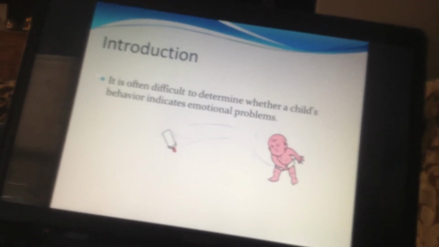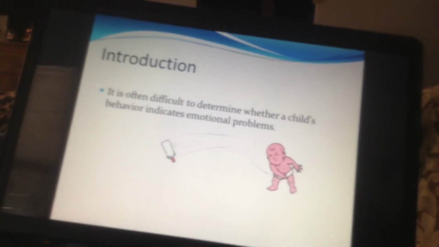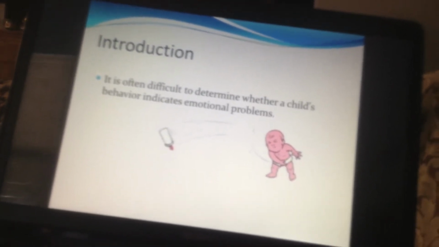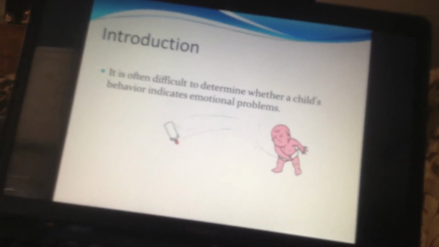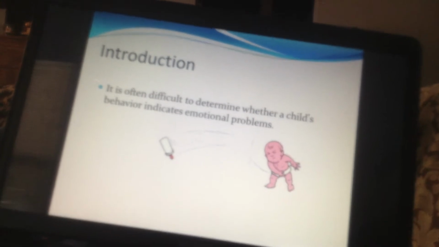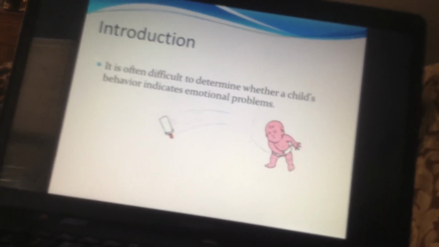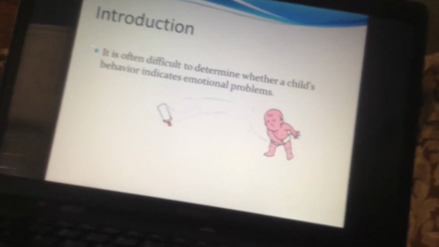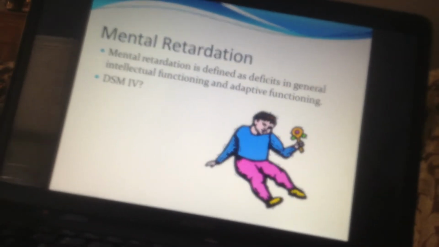Okay, so the only way you can find out whether an infant or a child is having emotional problems is if their behavior demonstrates that they are having impairment in their activities of daily living, or if they're doing something that is not appropriate for their age. Those would be your cues to find out whether they're having any kind of emotional problems or not.